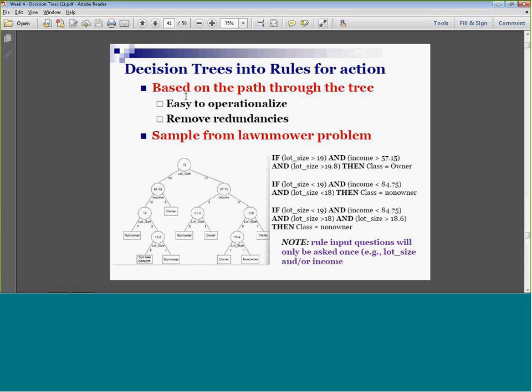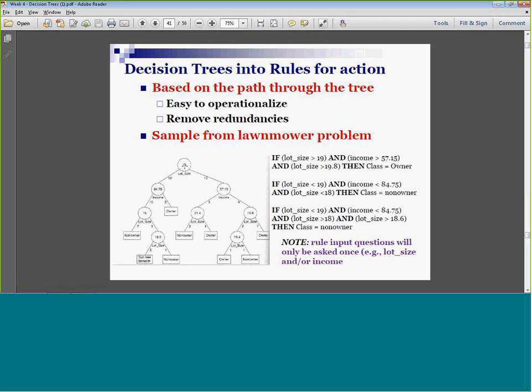So the next thing we need to discuss briefly, of course, is that now that we have the decision tree, we turn it into rules. That's based on the path through the tree. Easy to operationalize, you remove redundancies. So here's a couple of rules. If lot size is greater than 19 and income is greater than 57.5 and lot size is greater than 19.8, then class equals owner.